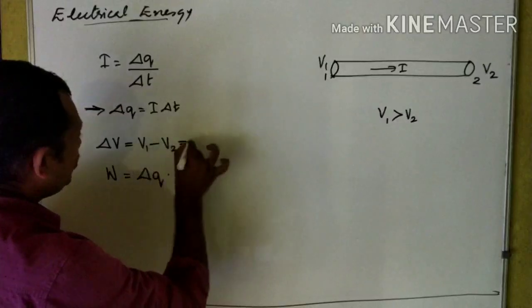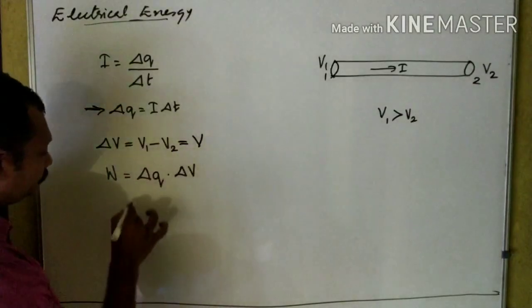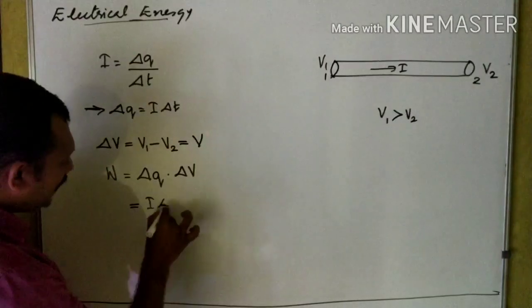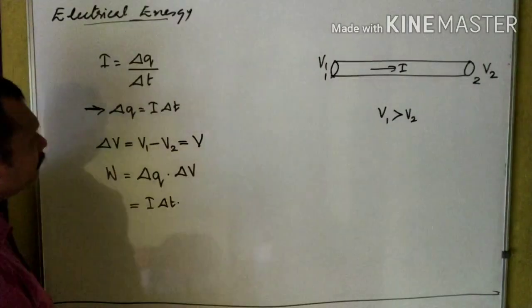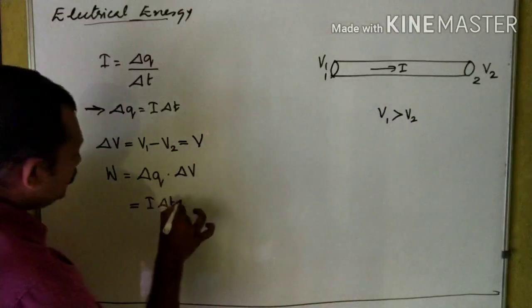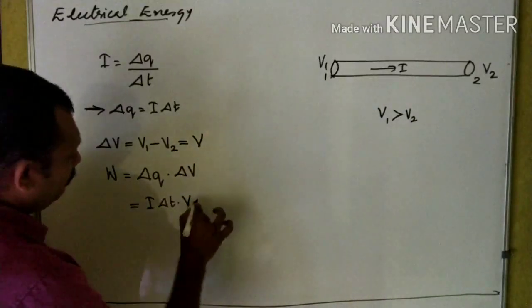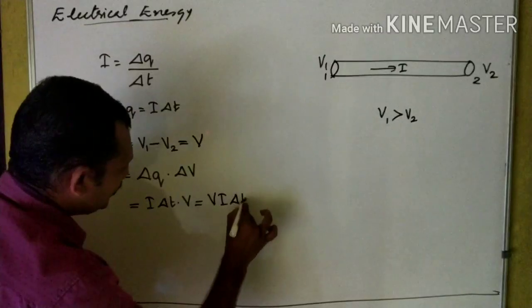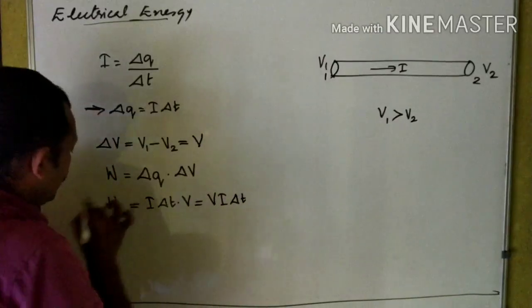Let me take this potential difference to be V. Now, what is ΔQ equal to? I ΔT. What is ΔV equal to? V. Which means we can say this is equal to V I ΔT. This is the work done.